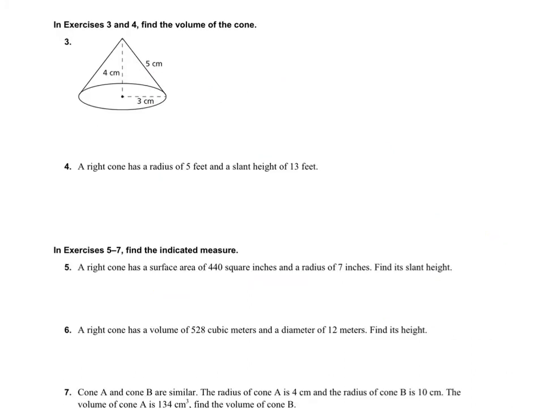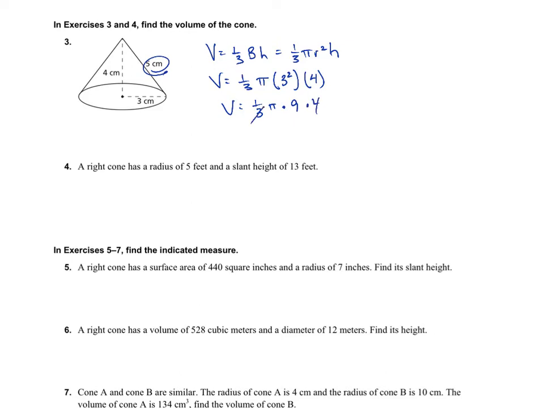So this one says, find the volume of the cone. Remember, the volume is going to be 1/3 the area of the base times the height. And on a cone, it's a circular base, so 1/3 pi r squared h. So the volume is 1/3 pi times 3 squared times the height, which is 4. This is the slant height, don't forget. So the volume ends up being 1/3 pi times 9 times 4. This will reduce to be a 3, so the volume will be 12 pi cubic centimeters.